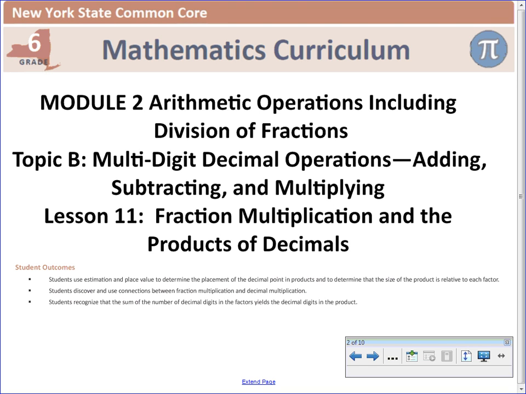Today's lesson is Module 2, Lesson 11, Fraction Multiplication and the Products of Decimals. We talked about, again, the word yesterday, products, means to multiply. Product is the name of the answer when we multiply. So today we're going to look at the relationship between fractions and the products of decimals when we multiply.